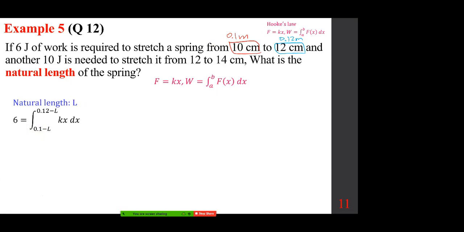And 0.12 meters. Just so you know, if you don't change it and you keep it as 10 and 12, it will still work, because the top and the bottom are both using the same units, even if the units are off. Because they are using the same unit, it does work. But anyways, we are using this formula, everybody: kx dx, and that's what we have.